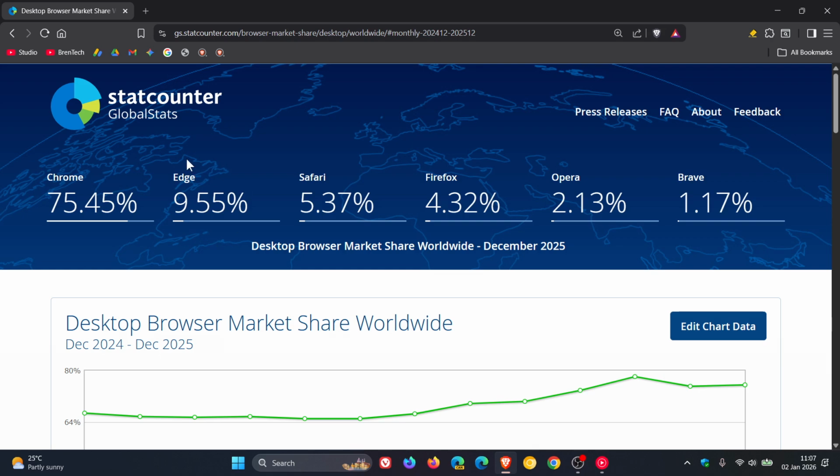So the adoption rate for Edge has basically stalled. And I think a big one with that is because of all the AI that Microsoft is pumping into Edge and is driving users away from the browser.